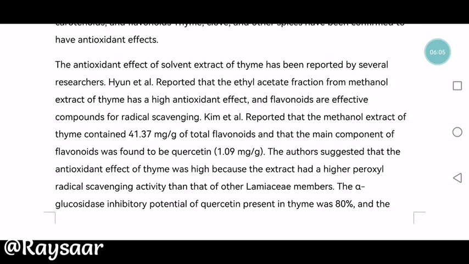Kim et al. reported that the methanol extract of thyme contained 41.37 mg of total flavonoid and that the main component of flavonoid was found to be 1.09 mg. The author suggested that the antioxidant effect of thyme was high because the extract had a higher peroxyl radical scavenging activity than that of other Lamiaceae members.